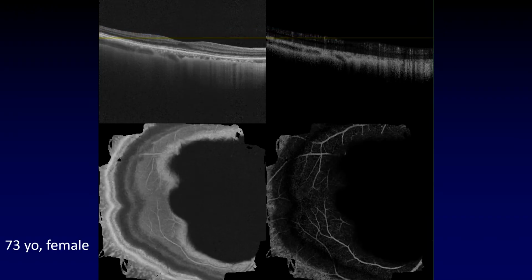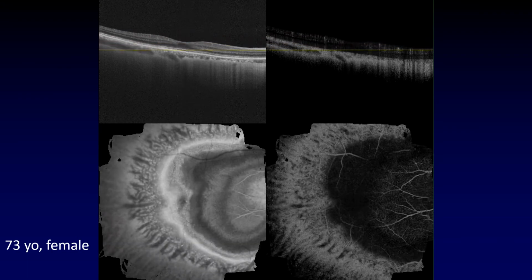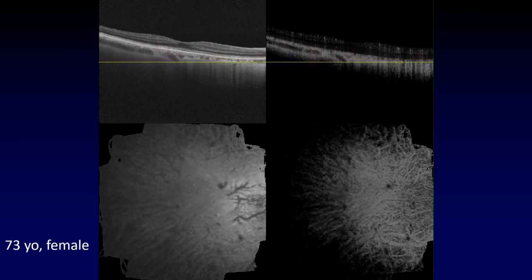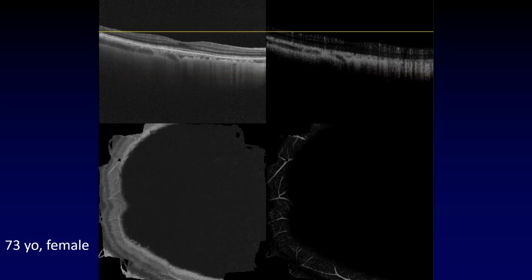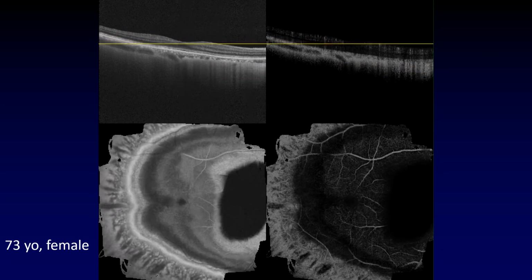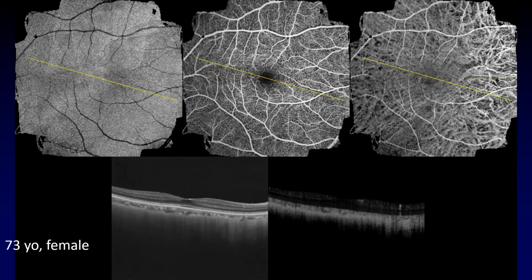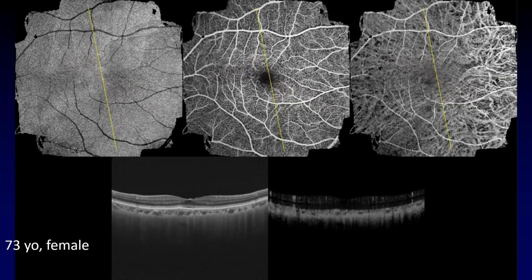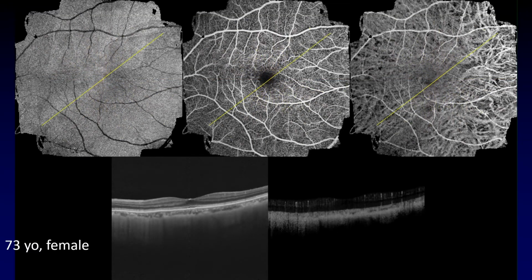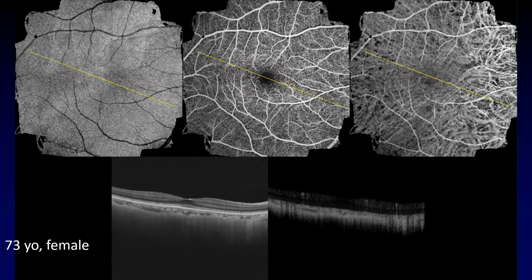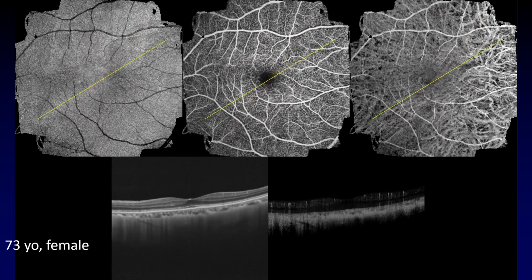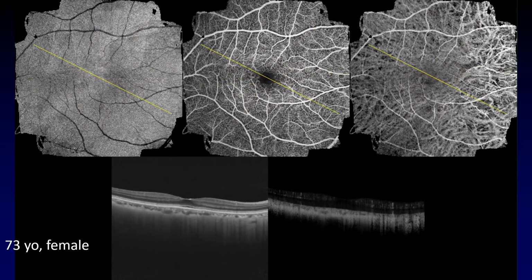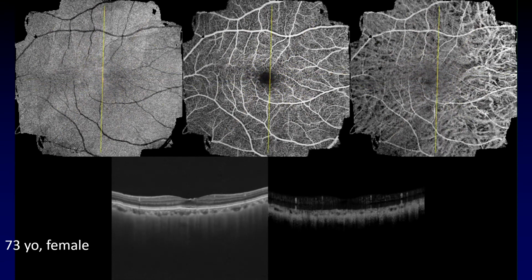Owing to the three-dimensional motion correction, the en-face depth slice doesn't show any motion artifacts. Three-dimensional motion correction also enables motion-free cross-sections along any directions. As shown in this movie, the cross-sections are perfectly motion-free. Now we obtain wide-field motion-free OCT.